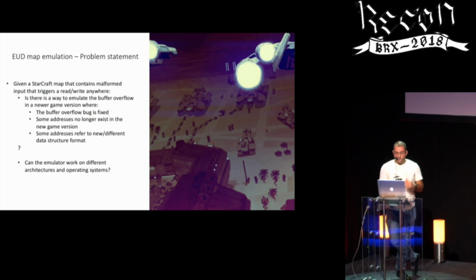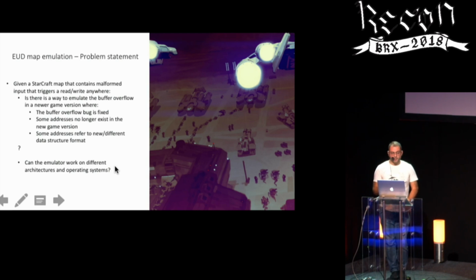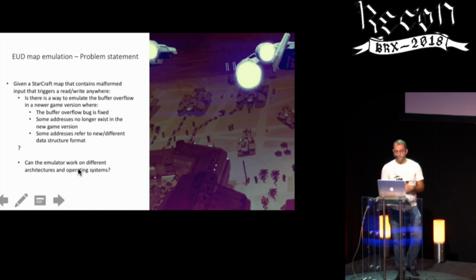So there are so many challenges to give the impression to the maps that they are really dealing with the old data structures. And again, the maps had indexes hard-coded for version 1.16.1. That means it's only on Windows, and it's only for this version of the game, the old version. So can we really deal with all those challenges, like in the new game, some addresses are gone or have different formats, and also can we write the emulator so it works on any operating system, which is something they didn't have.